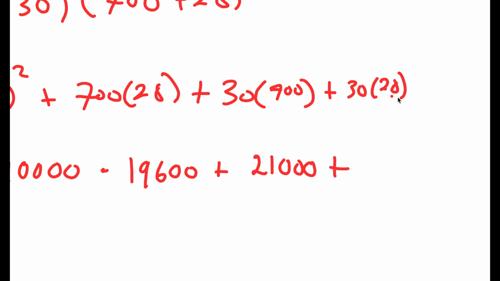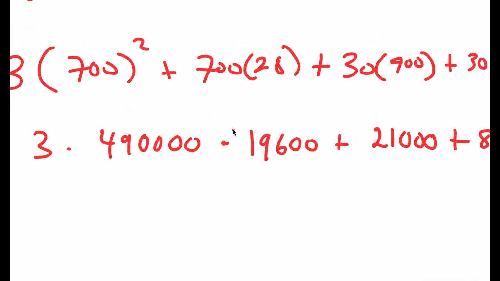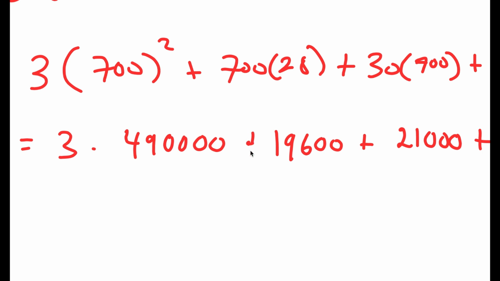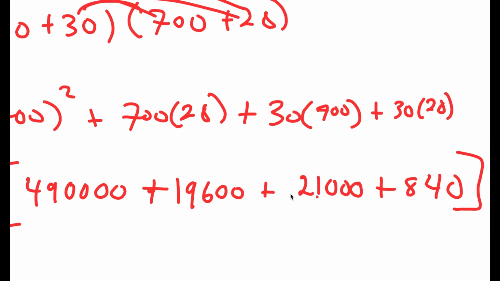And I have this plus, this plus 30 times 28, which is equal to 840. Sorry, this is actually supposed to be a plus right here. And this is in brackets.